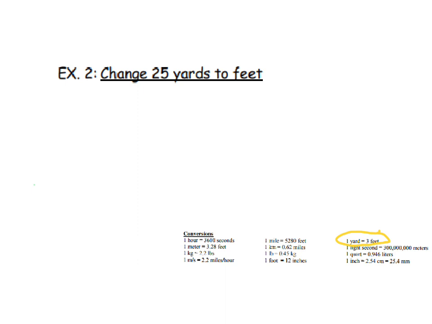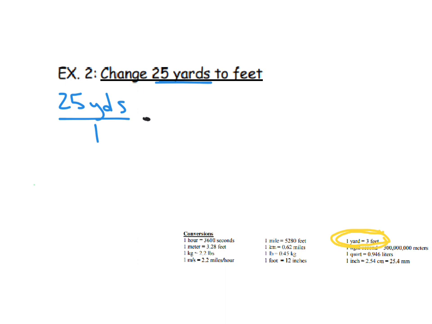So example 2, we want to change 25 yards into feet. So we have 25 yards. That's what we're starting with, so that's going to be our first fraction: 25 yards over 1. Now we're going to want to multiply. And if we look down here, I've already circled that 1 yard is the same thing as 3 feet. That comes from our conversion chart.